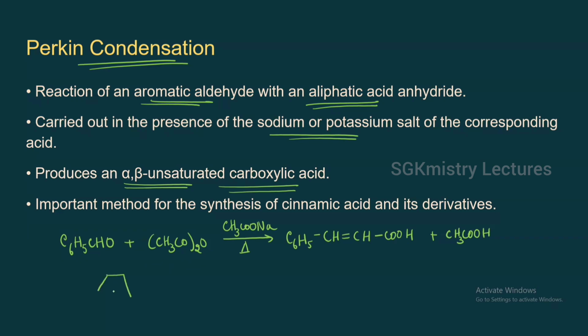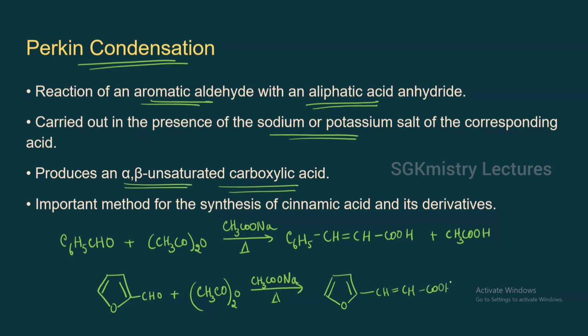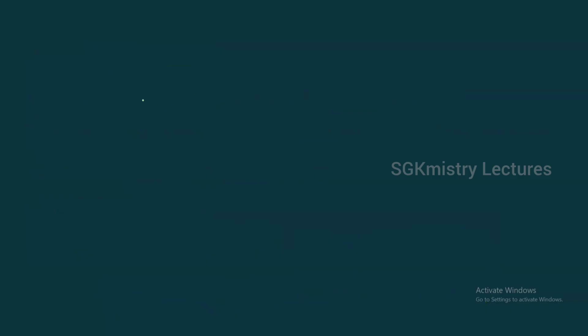If I take furfural, so furfural is with CHO. Now, in the presence of acetic anhydride, CH3CO twice O. So again, in the presence of sodium acetate, that is the sodium salt of acetic acid, and heat, we are going to get here the furan ring. Along with that, CH double bond CHCOOH. This is nothing but furfural acrylic acid. Furfural acrylic acid.